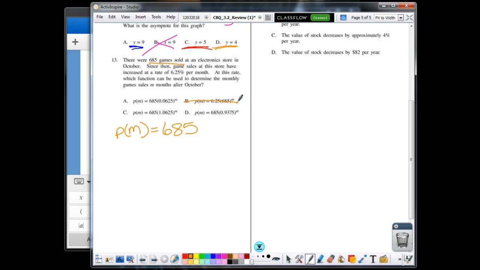And it's an exponential growth. Exponential growth, so A is wrong and D, so the answer is. If it's a growth, you have to do 1 plus r. What's my r? The 6.25%, which is what as a decimal? 0.0625. Alright? So you should be able to figure that out from there.